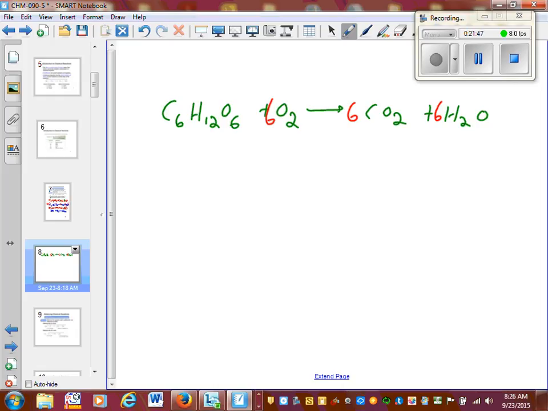Can you count the oxygen again for me? Because I got everything up to the 6. There's 6 in here, and 6 times 2 is 12. That's 18. Oh, no, I was just adding. And 6 times 2 here is 12, and 6 times 1 is 6, and 12 and 6 is 18. I think I added it.